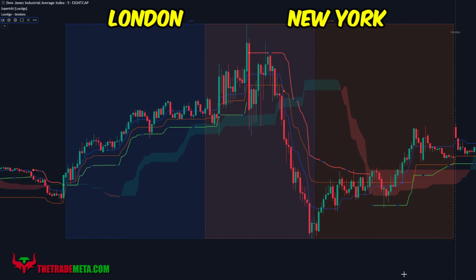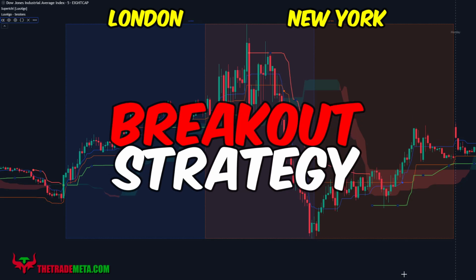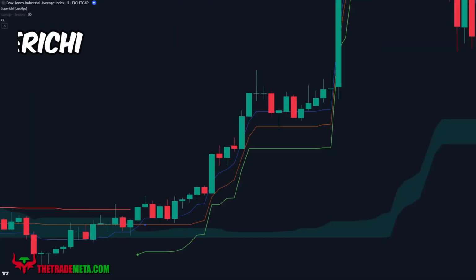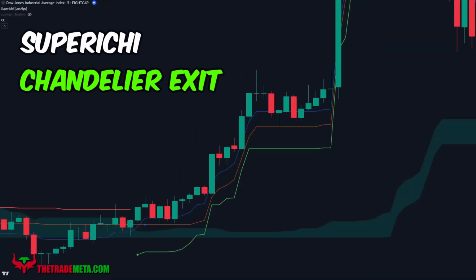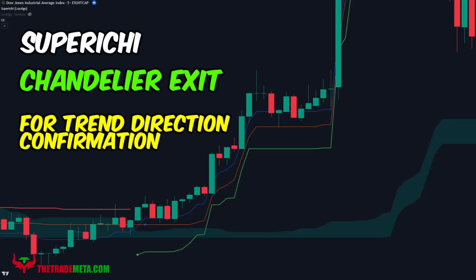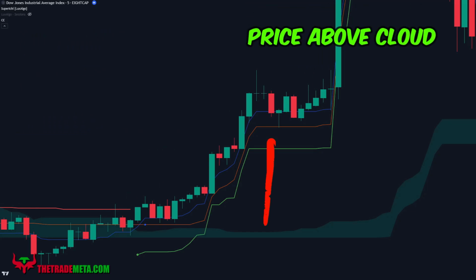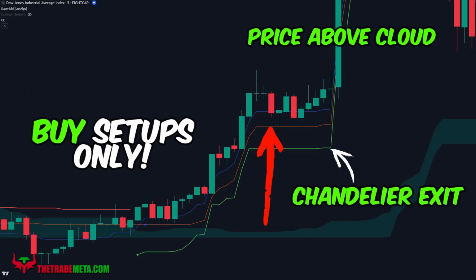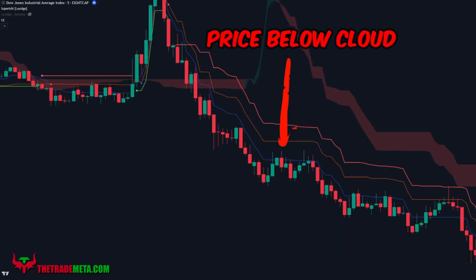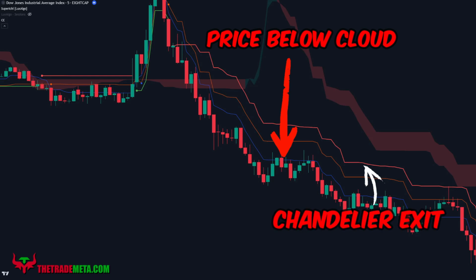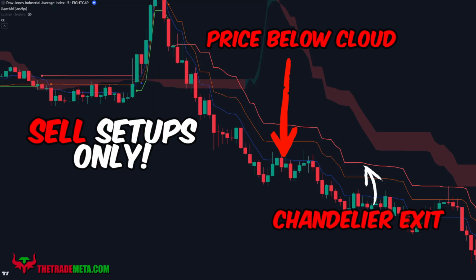This is a New York and London session breakout strategy that is loosely based off of the original Ichimoku breakout strategy. We use the Super Ichi and Chandelier Exit indicator to give us trend direction confirmation. If price is above the cloud and there is a green chandelier exit line, we look for buy setups only. If price is below the cloud and there is a red chandelier exit line, we look for sell setups only.